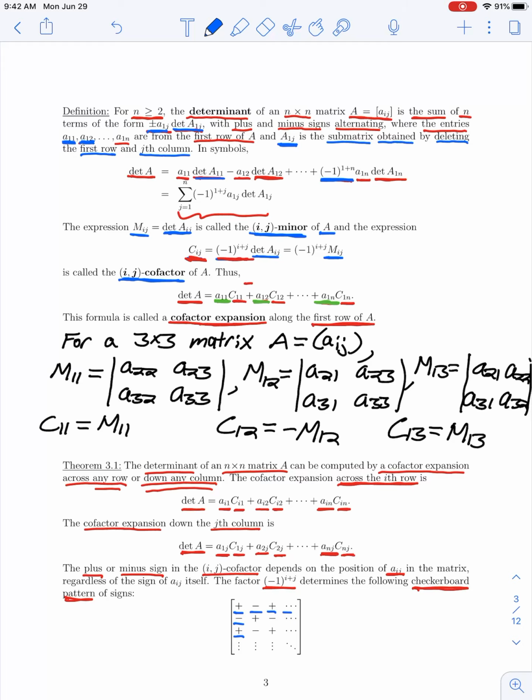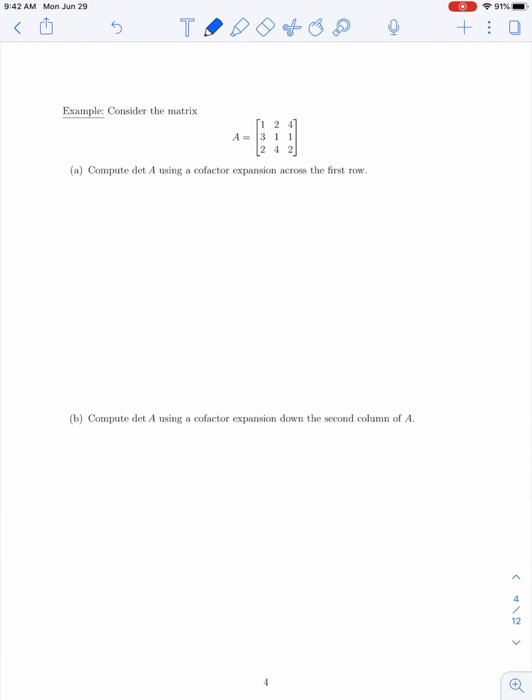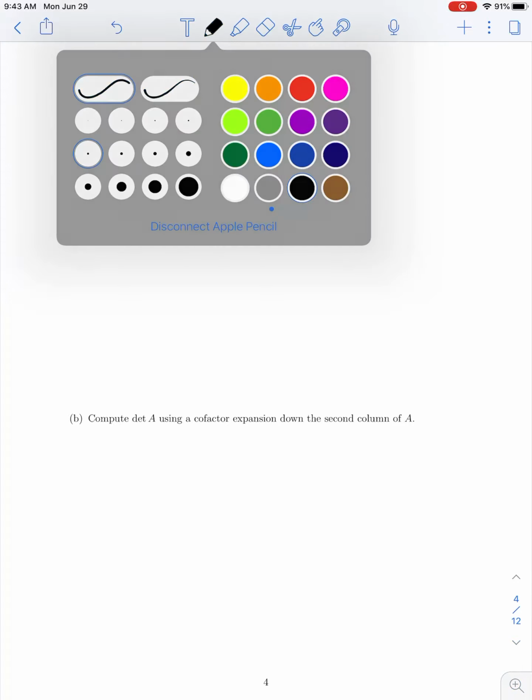So now that we have this result, let's look at some examples of computing determinants of matrices where maybe the expansion that we're supposed to use is given to us. So in this next example, we have a 3x3 matrix A, and in part a, we are asked to compute the determinant using a cofactor expansion along the first row. So same as what we did in our previous examples.